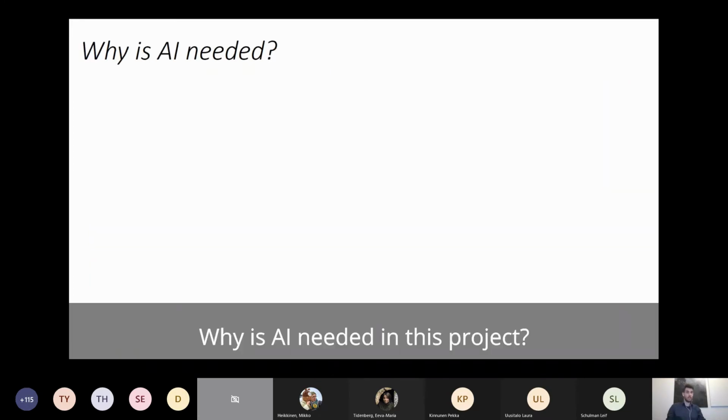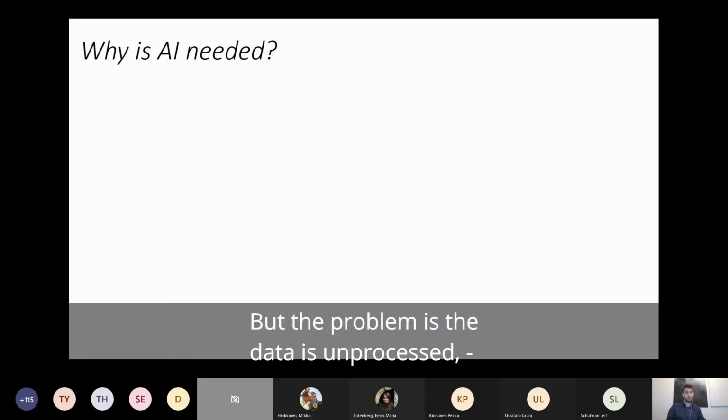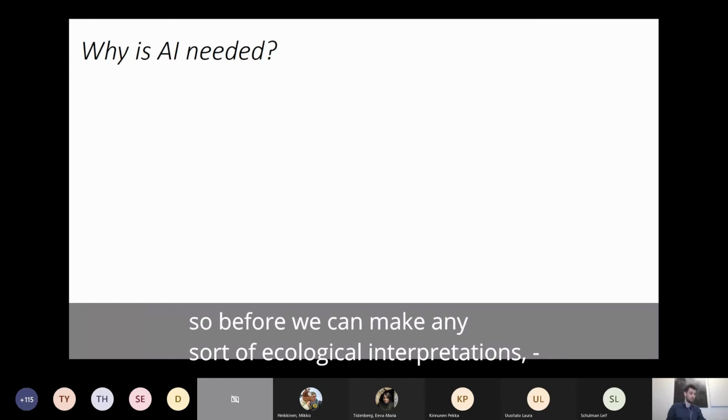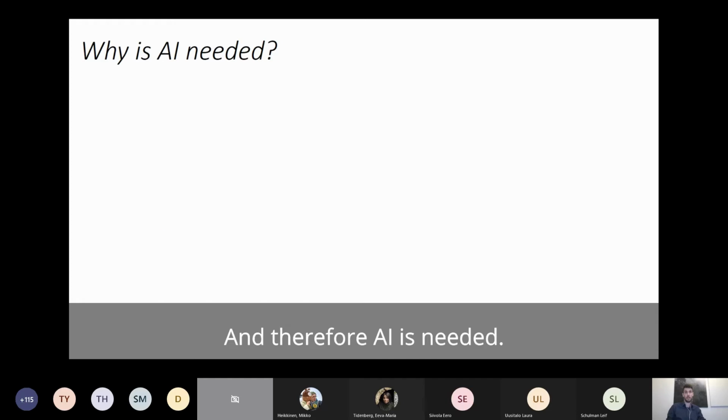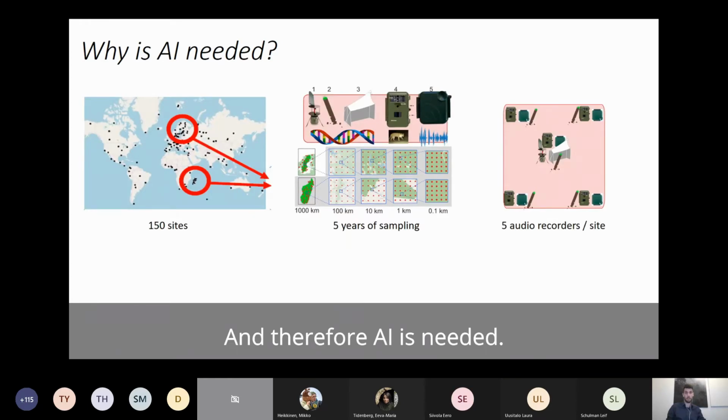So why is AI needed in this project? There will be lots and lots of data, but the problem is that the data is unprocessed. So before we can make any sort of ecological interpretations, we need to get the species occurrences and the communities out of the data. And therefore AI is needed.